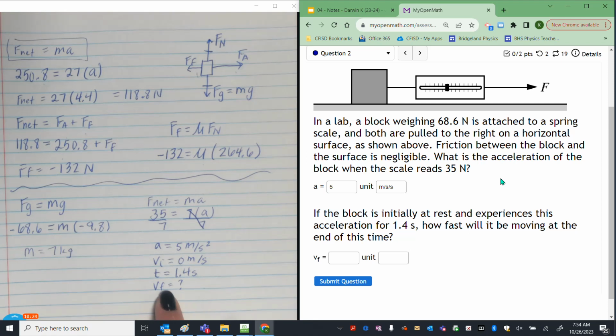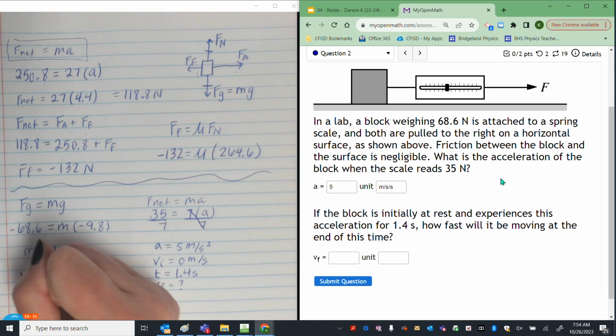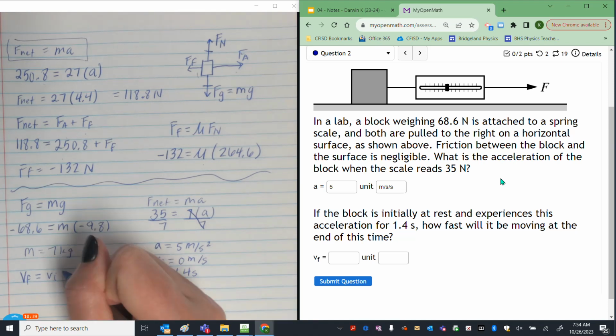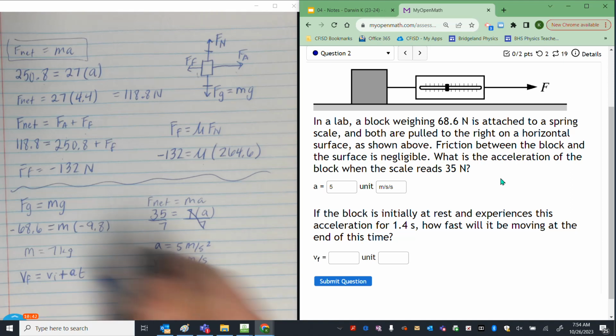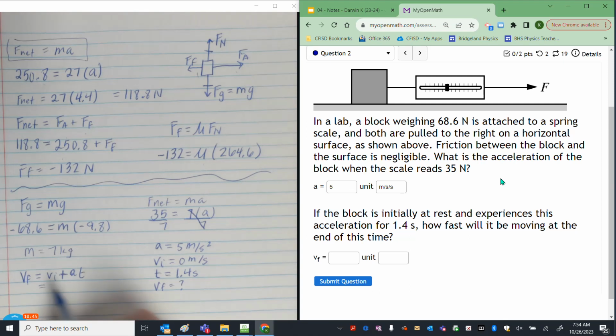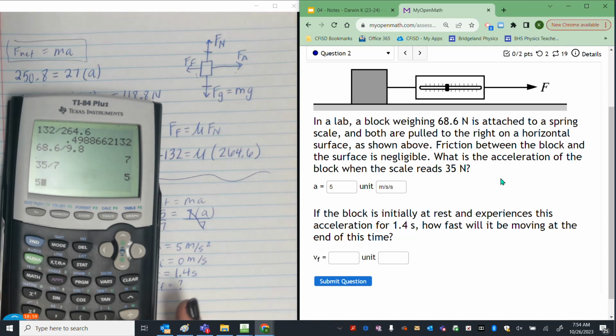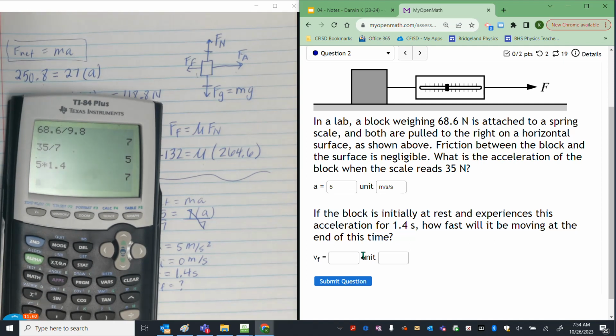So these are the variables that we have and the one we're solving for. This is when you take a look at your kinematic equations, and you look for one that has acceleration, initial velocity, time, and final velocity in it. Hopefully you can see pretty quickly it's the first one on my board: VF equals VI plus A times T. So this is what you're going to substitute into. VF equals 0 plus A is 5, T is 1.4. The 0, of course, we don't have to worry about, so it's just 5 times 1.4, and that'll give us our final velocity. 5 times 1.4 is 7. So my final velocity is 7 meters per second.